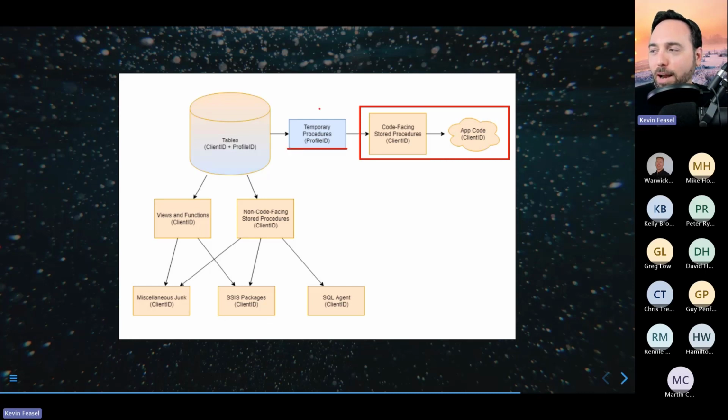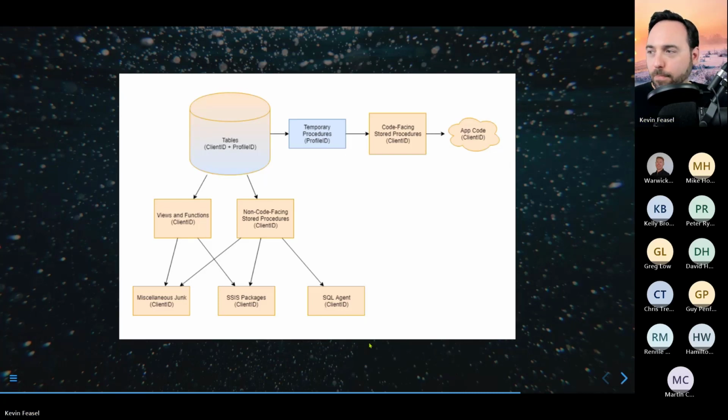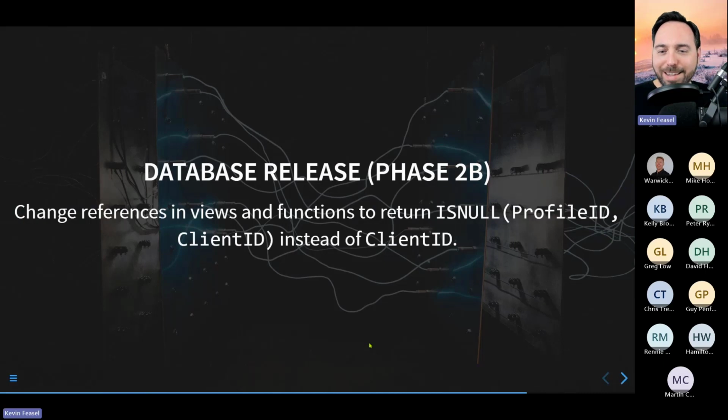Now we have this intermediary that says, you're telling me client ID, but really I know that you mean profile ID. So our tables have both client ID and profile ID on them, but everything else is all just client ID. In this release phase, we changed the references in views and functions to say is null profile ID client ID. This is going to slow things down. This may mess with indexes. This will be painful for a few hours. But we realized that and we were willing to accept it as the cost of getting it done.